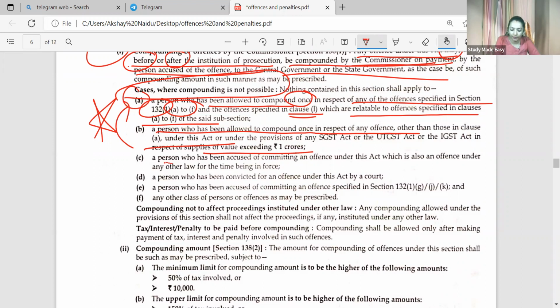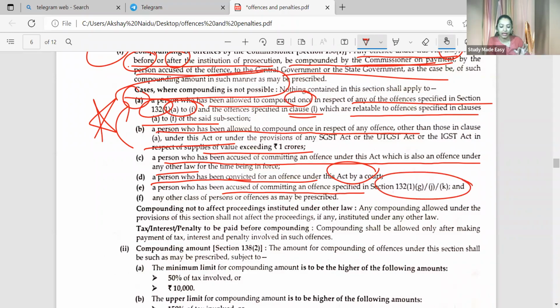Now a person who has been accused of committing an offense which is also offense under any other law. अरे किसी और law में भी this is an offense. तो हमारे यहाँ compounding देंगे, वहाँ पे क्या मतलब है? तो if that same offense is an offense under any other law, compounding नहीं होगी. Convicted for any offense under this act by court. A person who has been convicted for, कोर्ट ने बोल दिया कि you have to convicted for an offense under this act, कोर्ट का ऑर्डर आया, we can't do anything. Accused of committing an offense, C, J, G, J, K, and any other person or offense as may be prescribed.